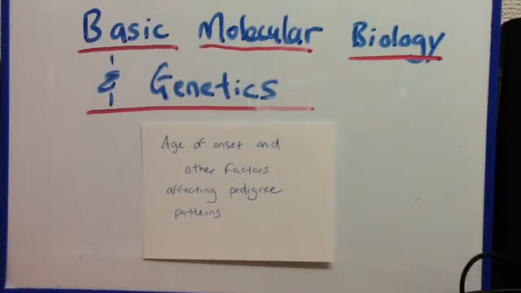Then also you may not have accurate information about the presence of disordered relatives, or information about the family relationships may be lacking, and they may not tell you everything that you need to know. Okay, so that's it regarding age of onset and other factors affecting pedigree patterns.